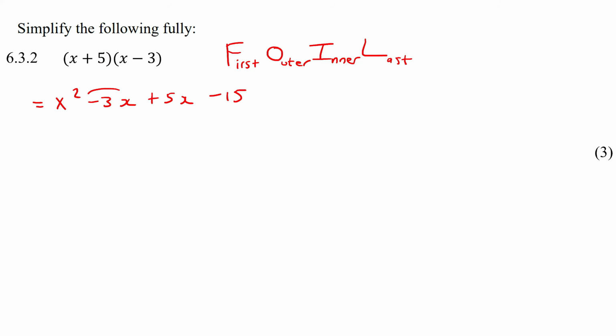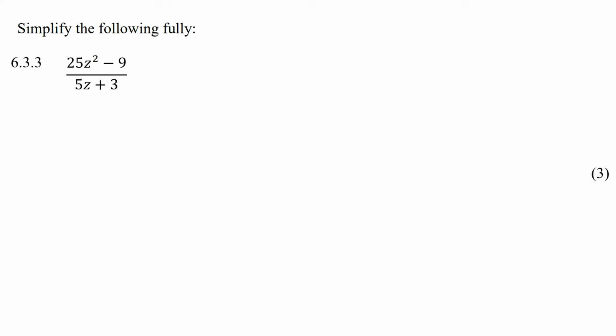Now, can you see that these two both have an x? So they need to go together. You could even use your calculator. What is minus 3 plus 5? Well, that's positive 2, and there's your answer. We don't make this an x squared. We're not multiplying. We're just adding and subtracting like terms.